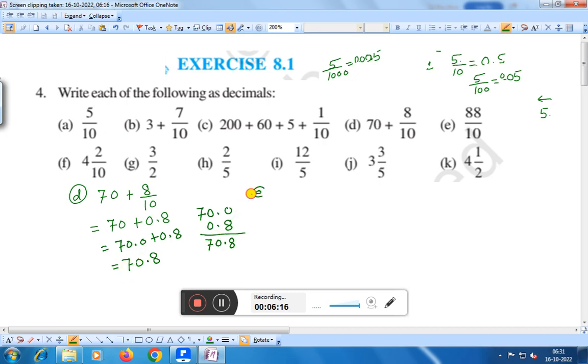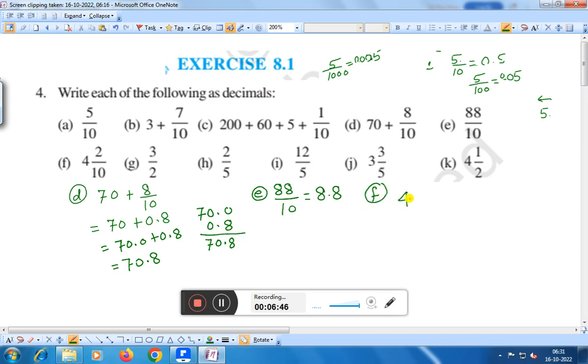Now question number E. Question number E is 88 divided by 10. Divided by 10, that means, where is the point? Point is after 88, right? That means divided by 10, you have to shift the point one digit to the left side. That is 8.8, right? E.